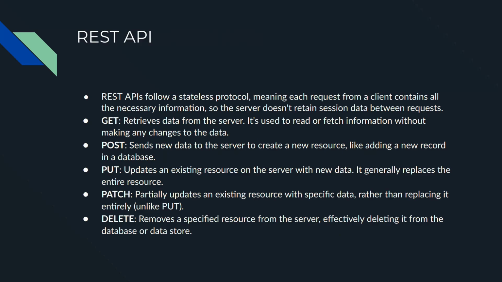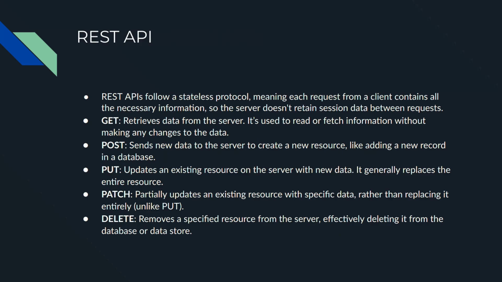Now put and patch are both used to update an existing resource, but there's a key difference between put and patch. Let's say I have a user ABC whose ID is 2. Let's say I want to update his email from abc@gmail.com to abc@nitk.edu.in. When I do that using a put request, it rewrites the entire record. So I have to pass all the parameters, the ID, name, surname, email, and phone number, and the whole record will be rewritten.